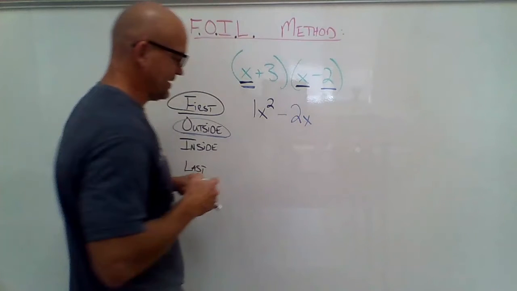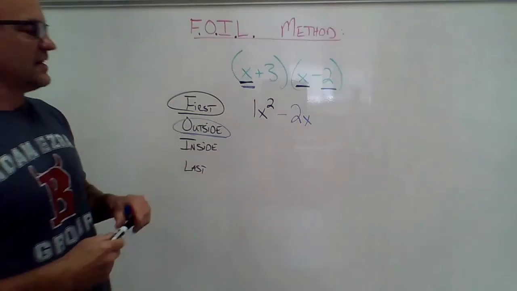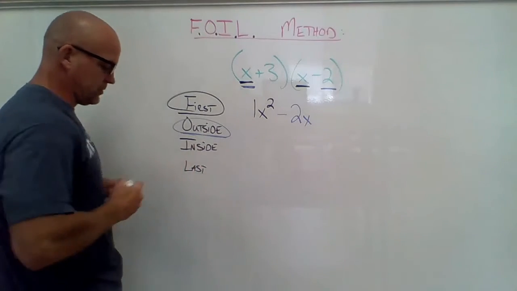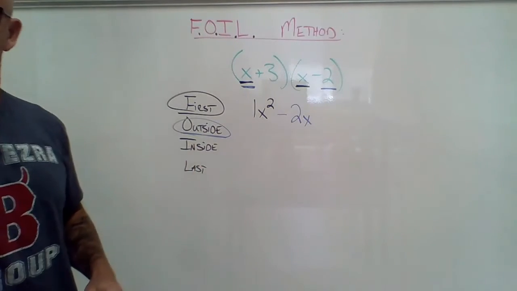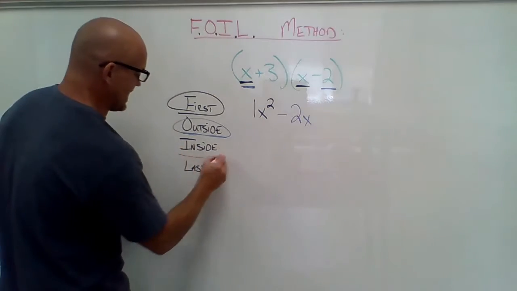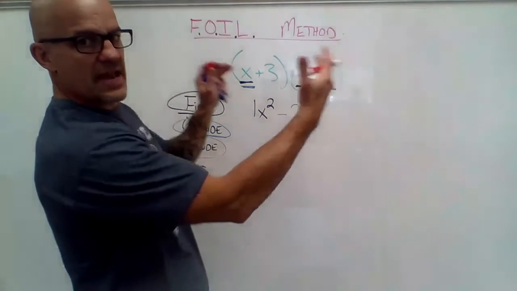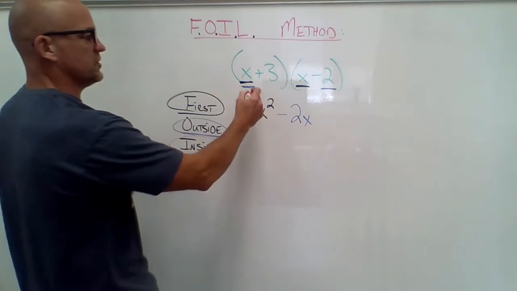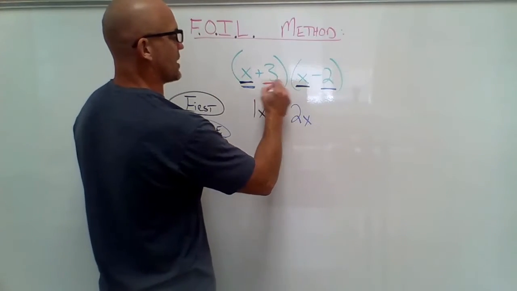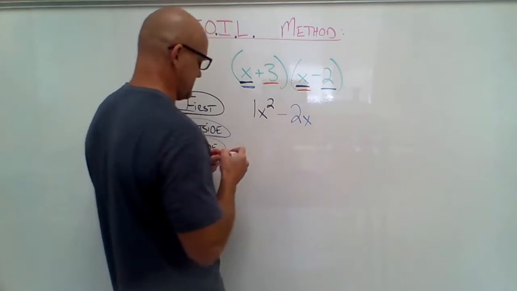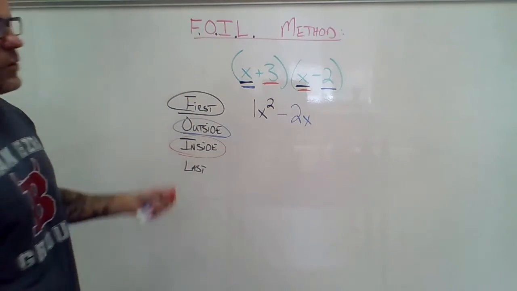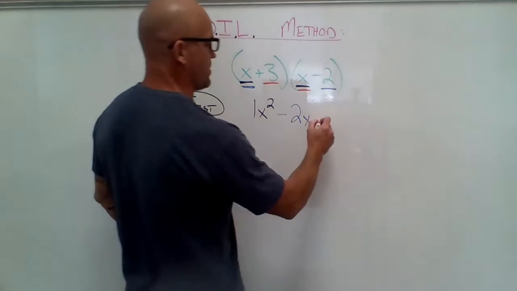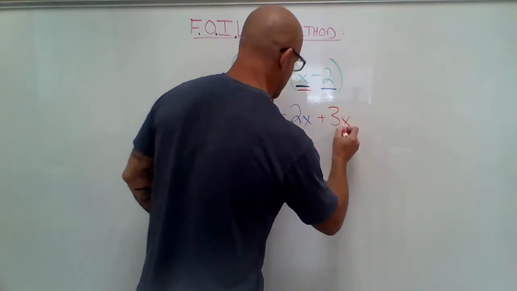Next thing would be inside, which is basically the opposite of outside. Whoops, wrong color. Let me get a different color here. We're going to do inside. So inside means the innermost 2, those innermost 2. So that would be this 3 and this x. So when I take 3 times x, of course, it's positive 3 times positive x. That would be positive 3x.